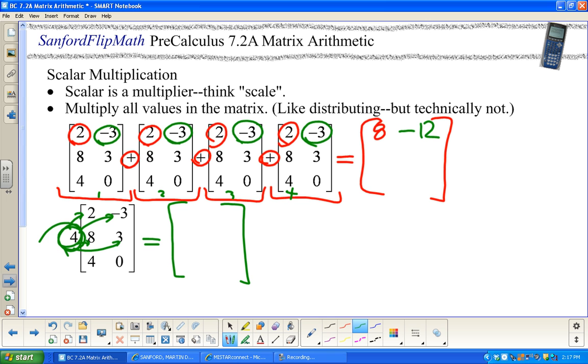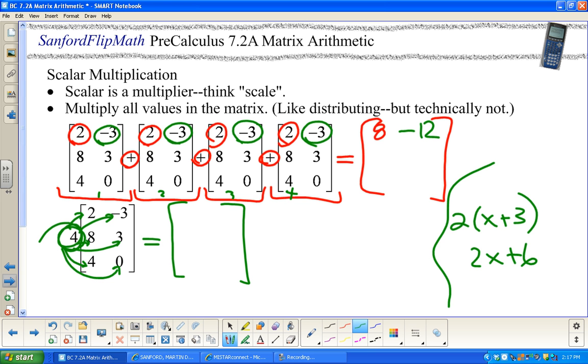Now, I know some of you are going to say distribute, and it's like that, but technically distributing is when you multiply across addition or subtraction or something like that. That's distributive property. So technically this is not really distributive property, but it is that idea. So I'm going to multiply 4 times 2, 4 times -3, 4 times 8, oops, sorry, 32, 4 times 3, 4 times 4, and 4 times 0, and that's it.